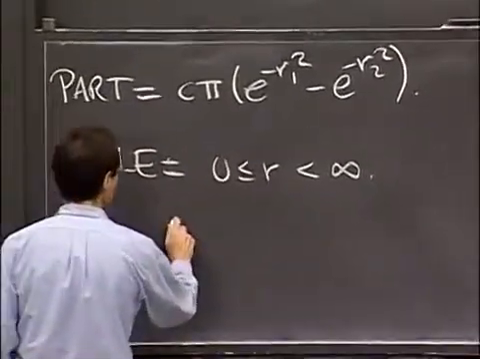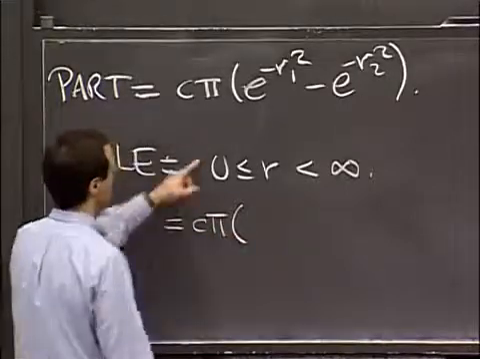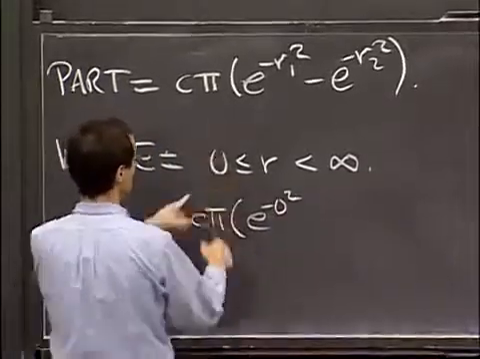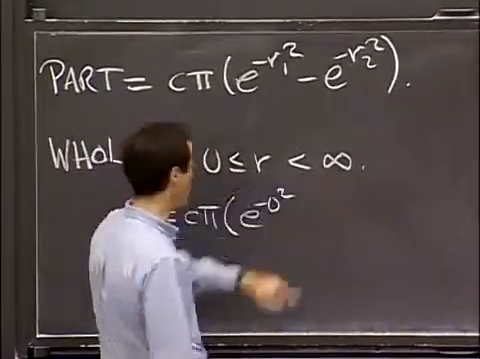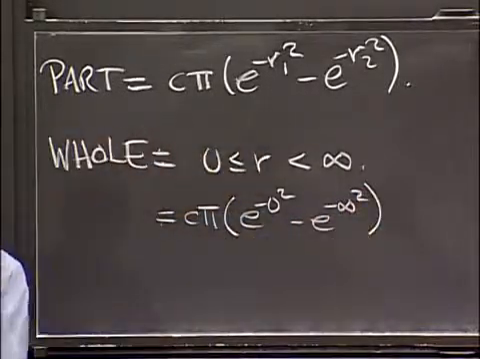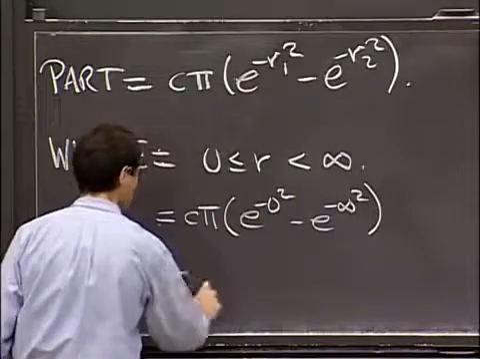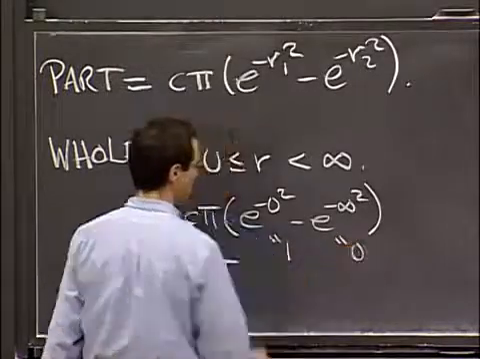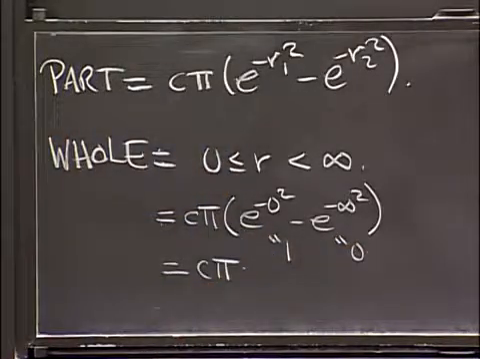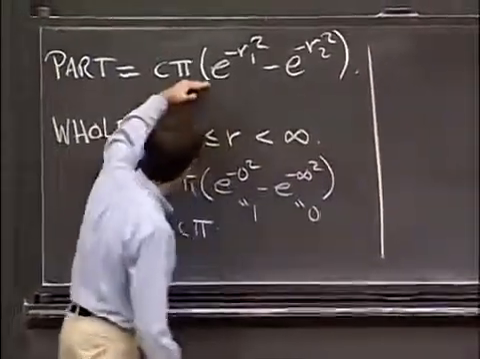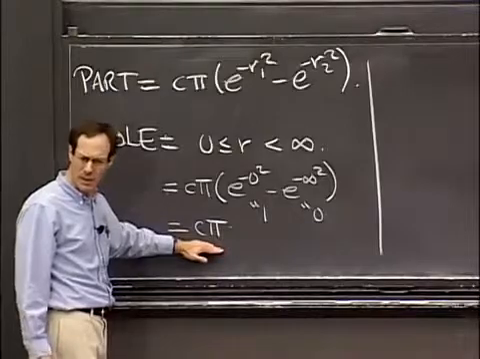And now let's just see what it is. It's c pi times, the starting place is e to the minus 0 squared. That's R1, right? This is the role that R1 plays, and the R2 is this value, minus e to the minus infinity squared, which is that negligibly small number 0. All right, so this is just c pi, because this number is 1, and this other number is 0. This is just 1 minus 0 in the parentheses there.